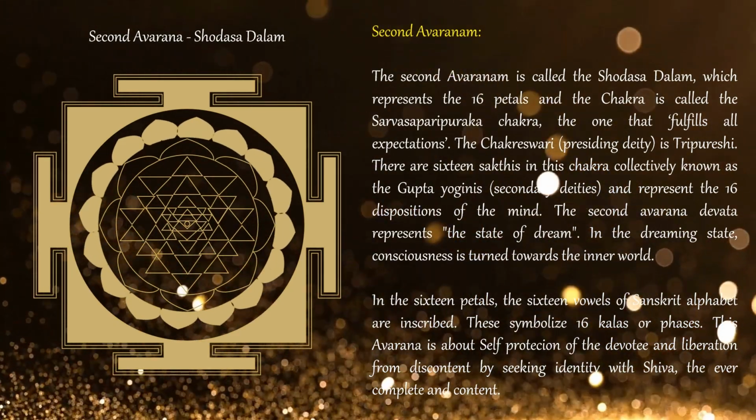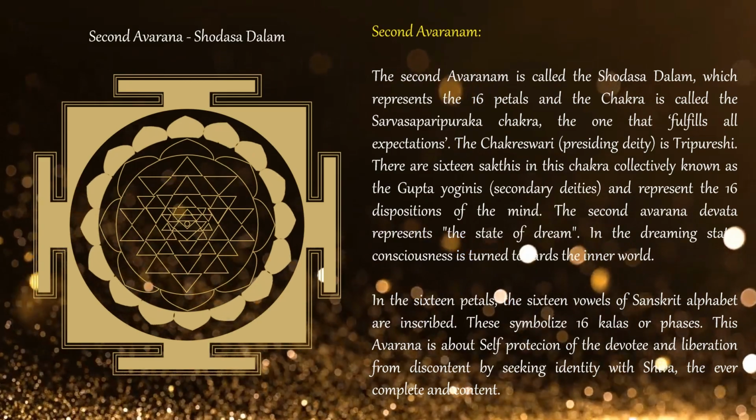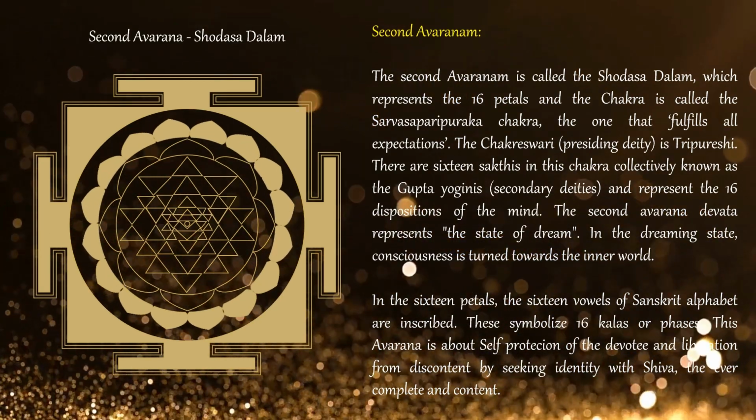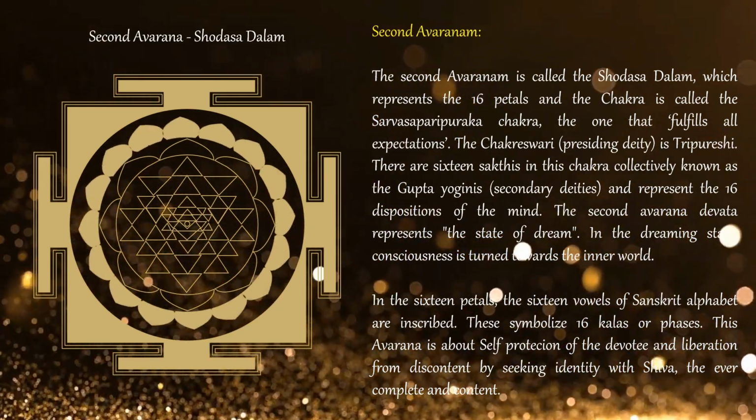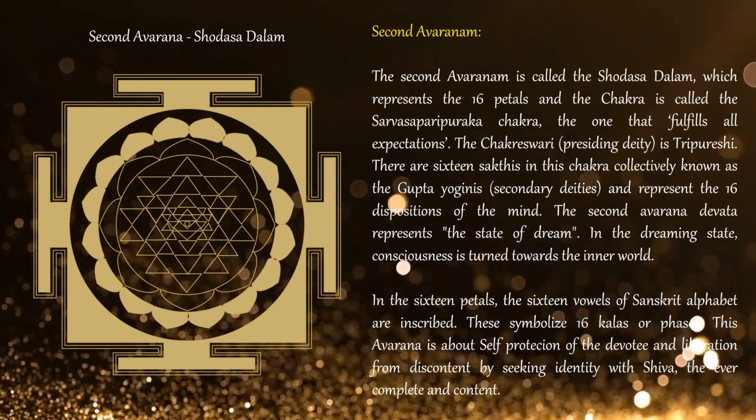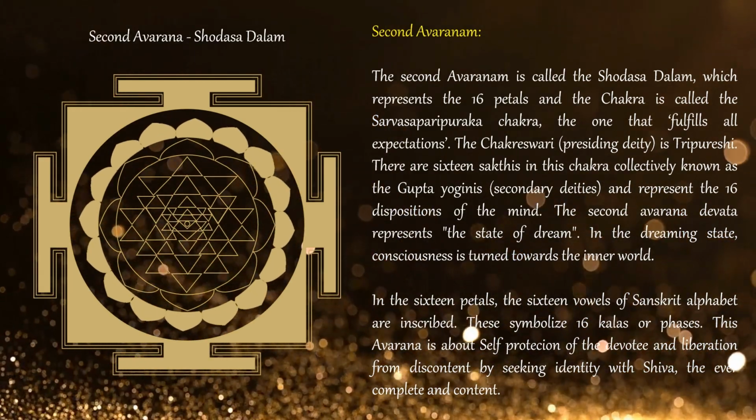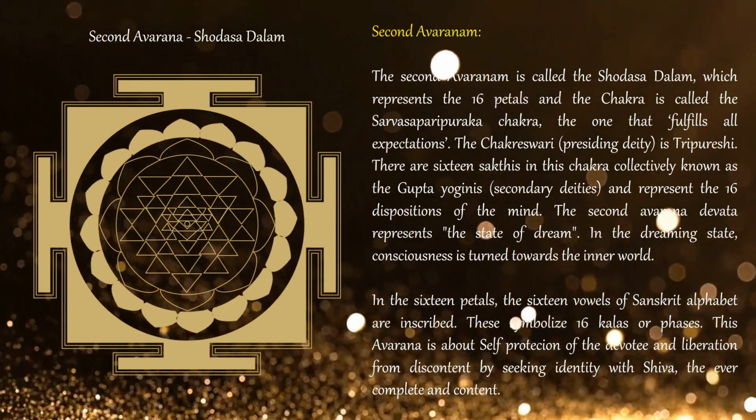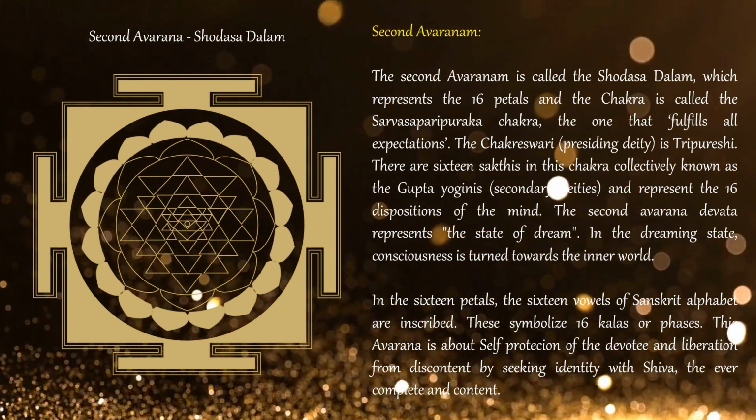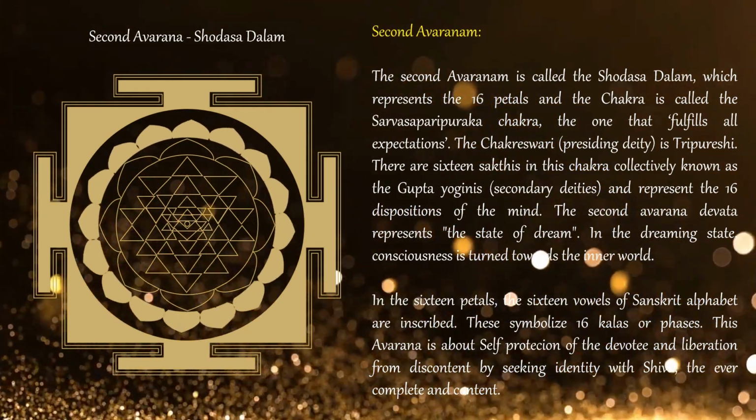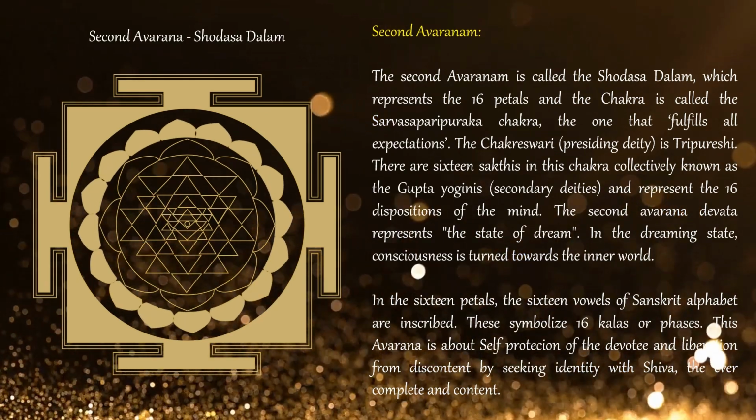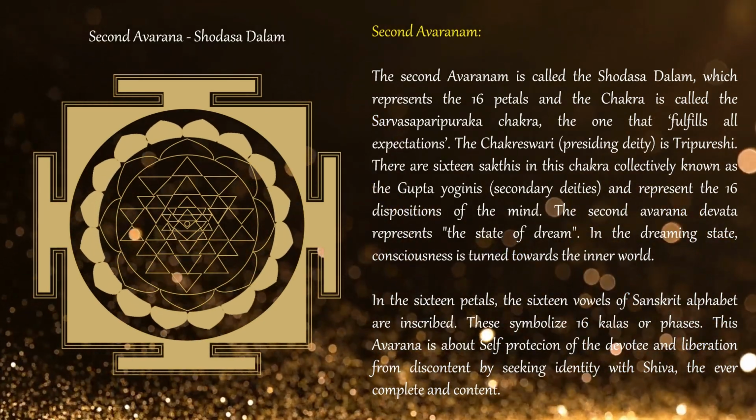In the 16 petals, the 16 vowels of the Sanskrit alphabet are inscribed. These symbolize 16 kalas or phases. This Avarana is about self-protection of the devotee and liberation from discontent by seeking identity with Shiva, the ever-complete and content.